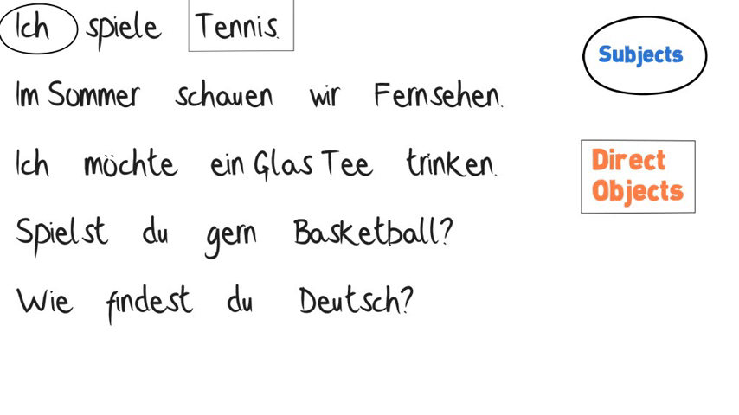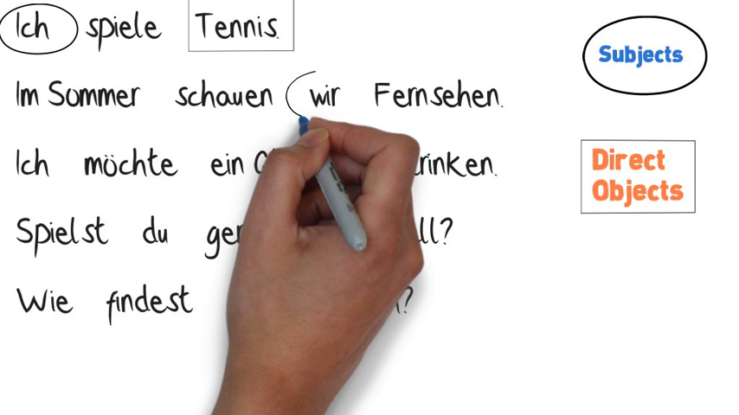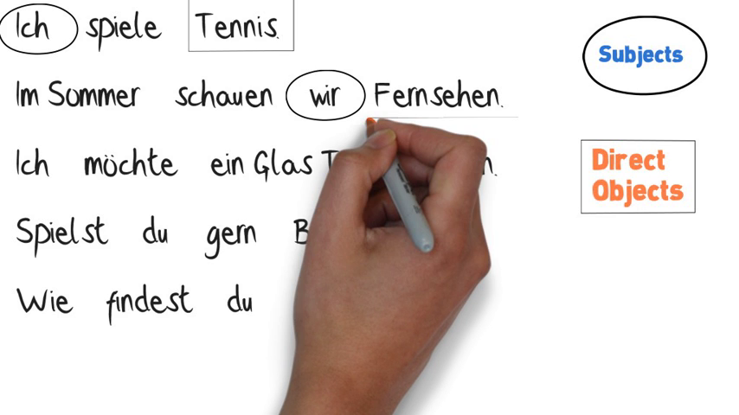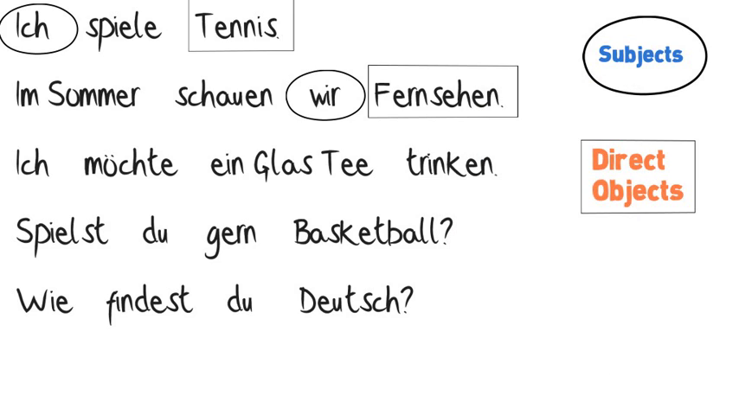In the sentence, im Sommer schauen wir Fernsehen, an English speaker might actually assume that im Sommer must be the subject because it comes first. But as you well know, things other than the subject are allowed to come first in German, so we'll have to look more carefully than that. First, we find the verb, schauen, and then ask, who is watching? Wir is the subject. What is being watched? Fernsehen. That's the direct object.